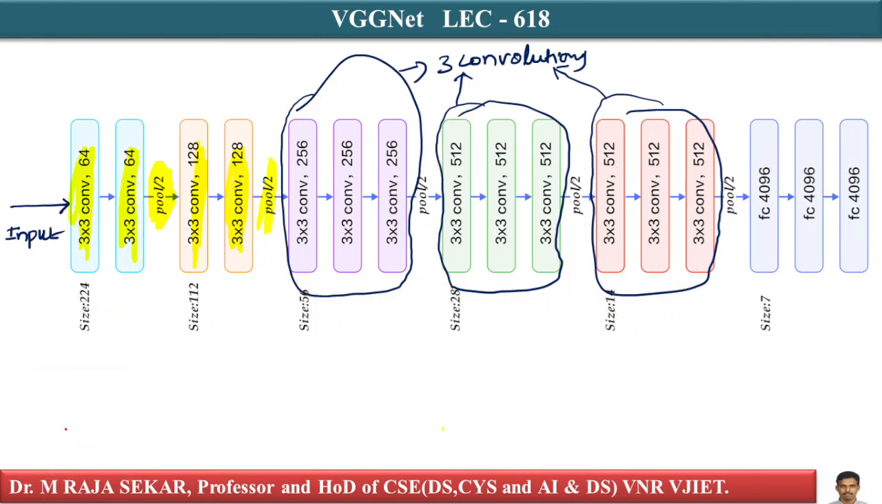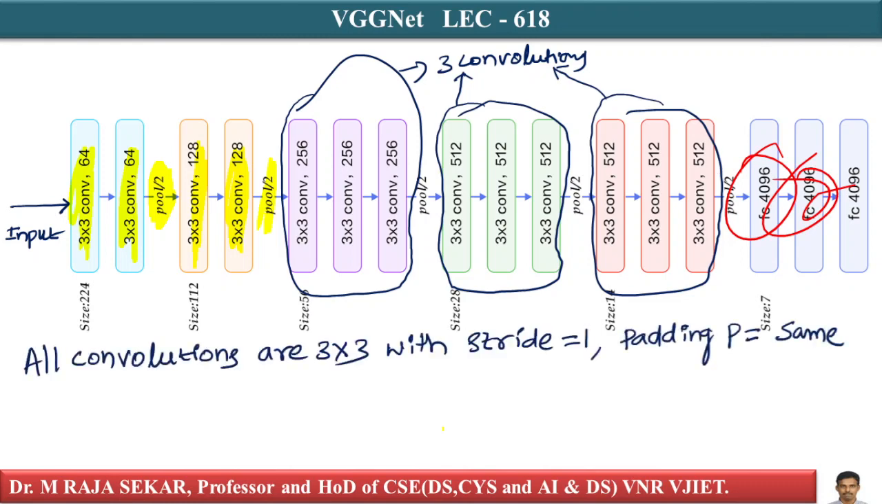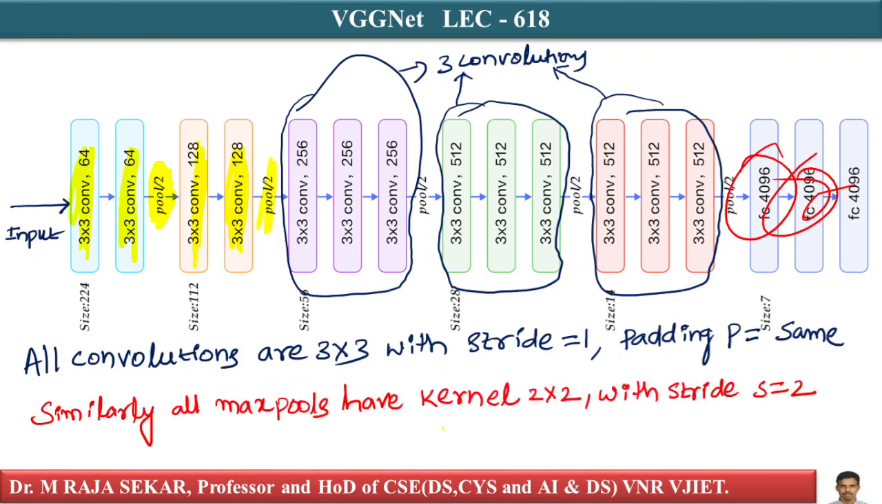Anybody can understand it. FC means fully connected. It is much simpler, because all your convolutions are only 3x3, as we discussed earlier. All convolutions are of size 3x3 with stride s equal to 1 and padding p equal to same. Similarly, all max pools have kernel 2 cross 2 with stride s equal to 2.